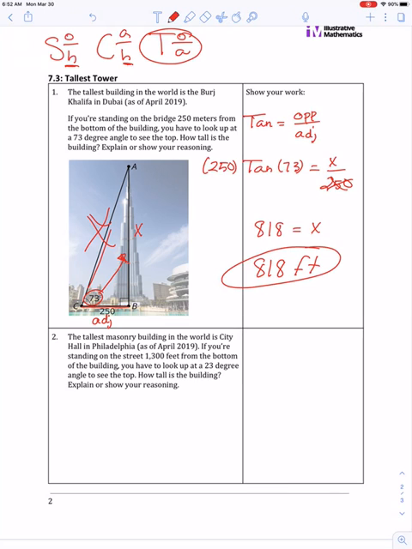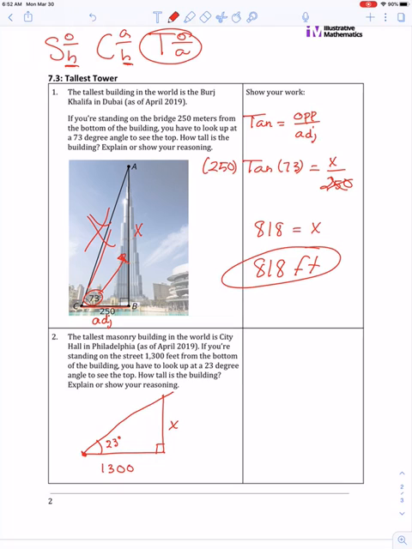All right, so let's look at what this is saying. So I'm standing here. So if you're standing on the street 1,300 feet away from the bottom of the building, I'm having to look up at a 23-degree angle. Okay? We know we have a right triangle here, and then it says how tall is the building. So again, here's my X.